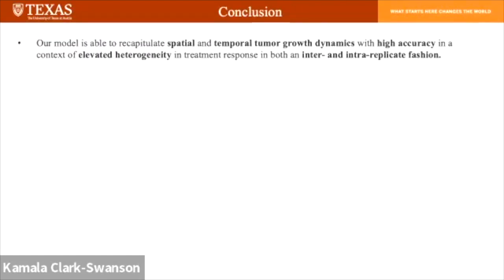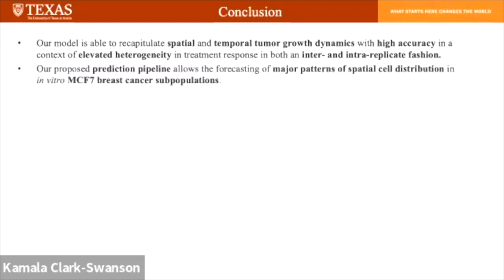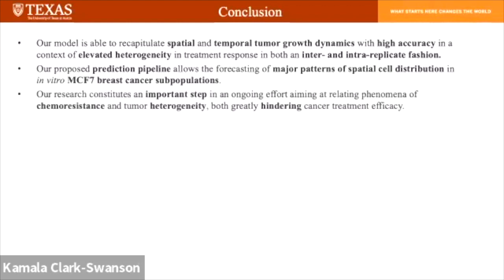So, quick conclusion. Our model is able to characterize and capture the data really nicely. It can fit very well onto the data. We have a prediction pipeline to predict the major patterns of cell distribution. And all of this is part of the effort to bridge the gap between chemoresistance, resistance to treatment, and heterogeneity.